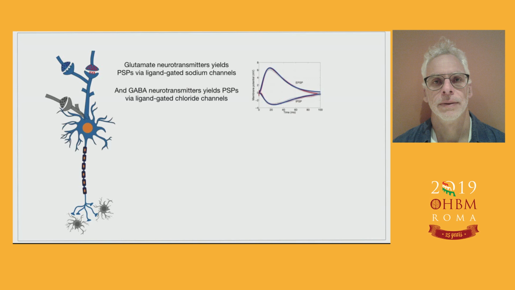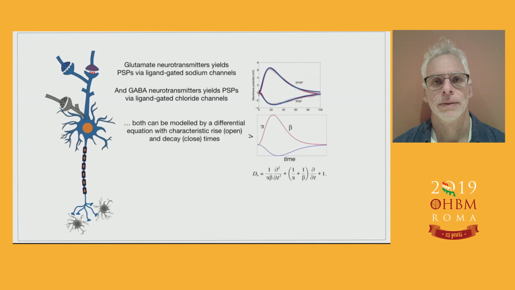Don't worry about the differential equations. The important thing is here, there's an alpha and a beta. The alpha is the characteristic rise time, and the beta is the characteristic decay time of these postsynaptic potentials. And I'll be returning to this in a few minutes.